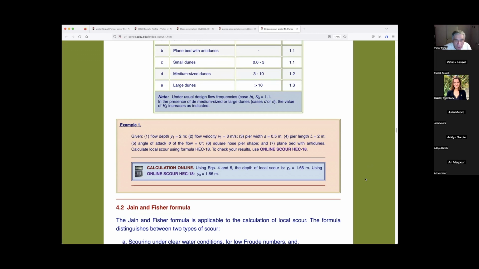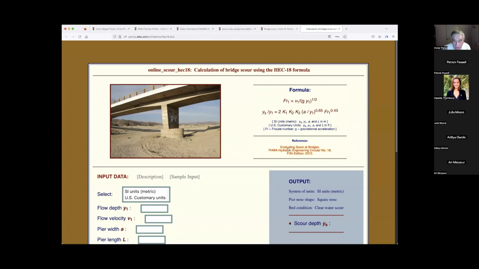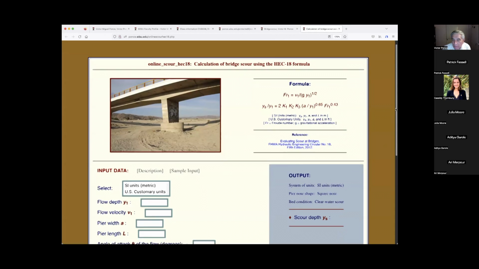Given flow depth y is 2 meters, flow velocity V is 3 meters per second, pier width a equal 0.5 meters, pier length equal 2 meters, angle of attack of the flow 0, square nose pier shape, and plain bed with anti-dunes. Calculate by HEC 18. So that's what we're going to do now.